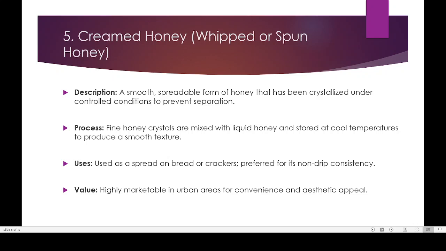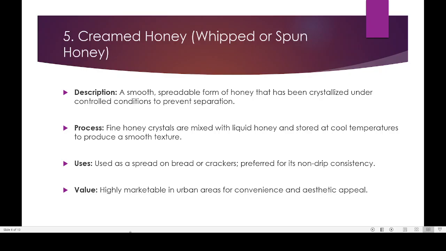So this is a creamed honey. So this is the nature of a creamed honey. It is not exactly like a honey, but it is prepared when fine honey crystals are mixed with the liquid honey and stored at a cool temperature to produce a smooth texture. So that is almost like a thickened form of honey.